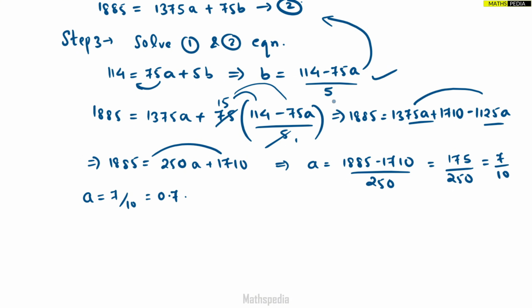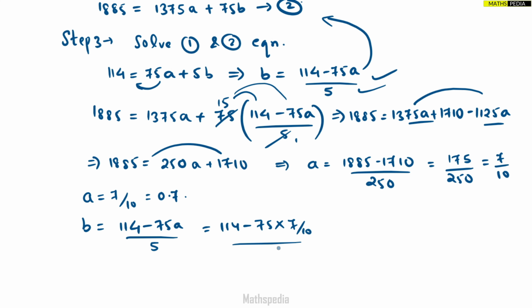After getting the a value, you have to get the b value. Just substitute over here. No need to substitute in the equation, as we have already taken the simplified form. b is equal to 114 minus 75a, divided by 5. So just substitute the value: 75 into 7 by 10 you can take in order to cancel, otherwise you can directly take 0.7 itself. Anything is fine. Divided by 10 by 5, so you can cancel it out.